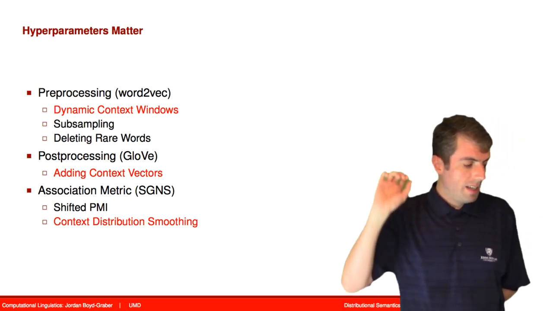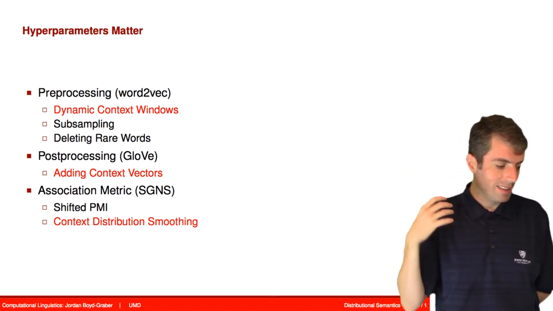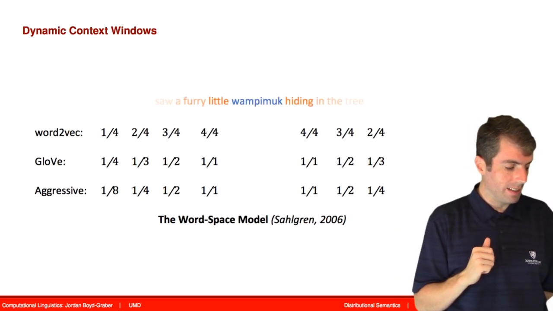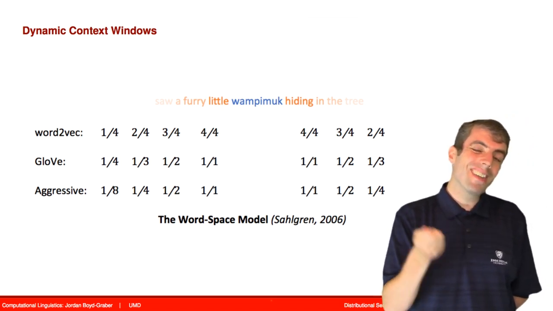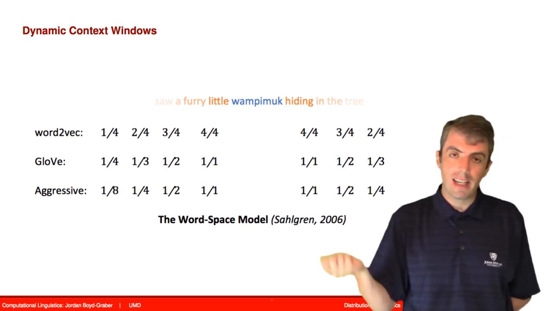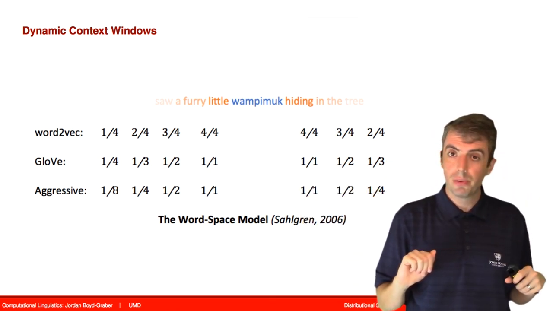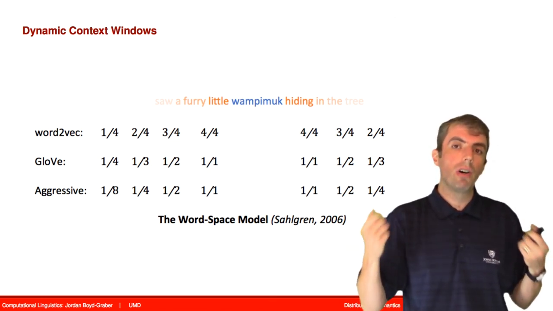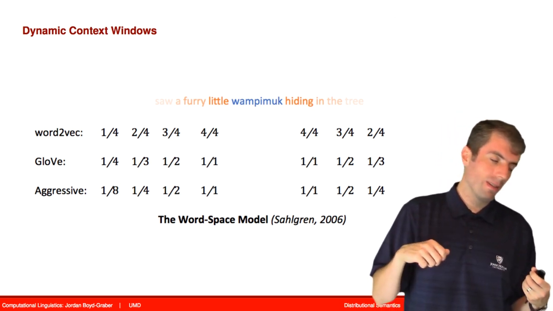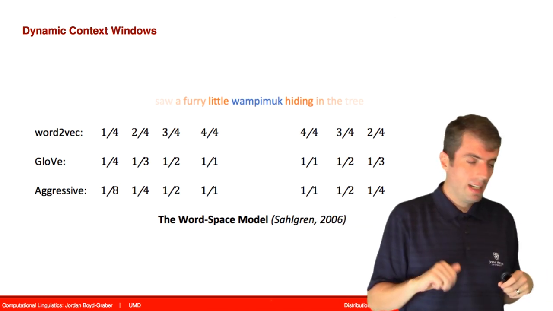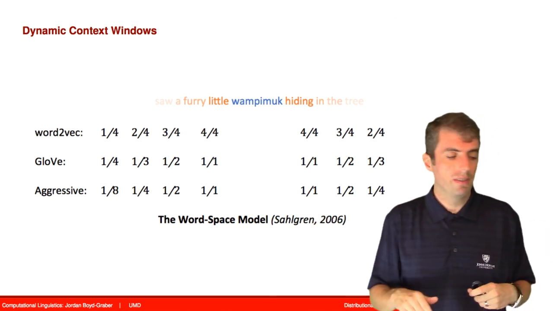For example, in word2vec, you have these dynamic context windows, and other word representations use things like additive context vectors. How big of a role do these things play? Word2vec uses what's called a dynamic context window, where not all of the context words matter as much. You have this decay as you get further and further away from the focus word. And this seems to be relatively important, that you can't just count all words as being equal. It's very important for, say, "hiding" to have very high similarity with "little" and "hiding," less so "furry" and "in," and so on. So you have this decay as you go out. Other approaches use different decays, but in any event, you focus your attention on the things actually closest to the focus word.